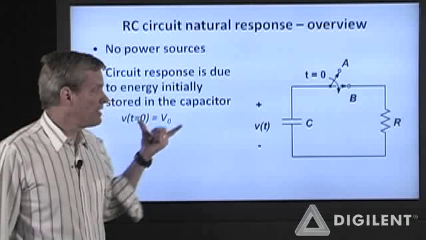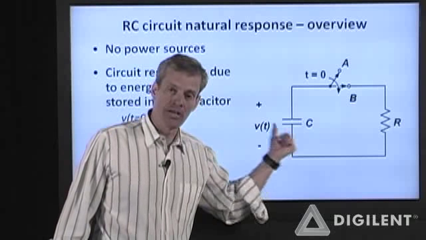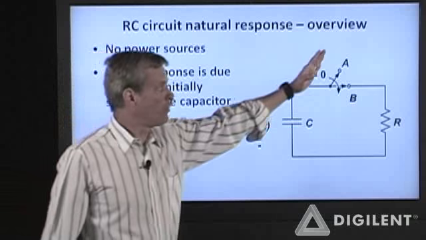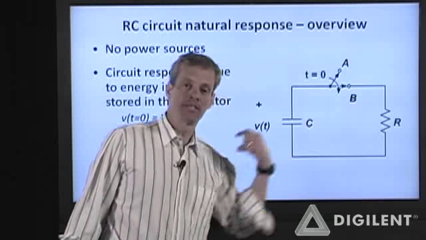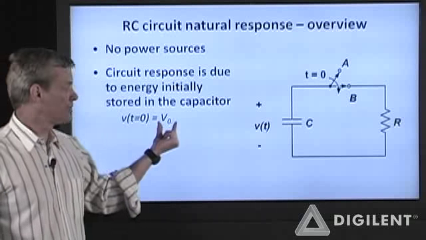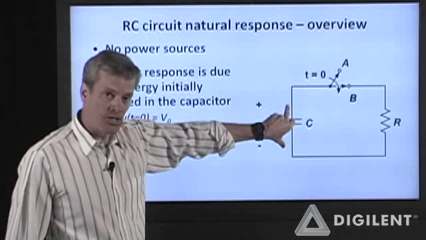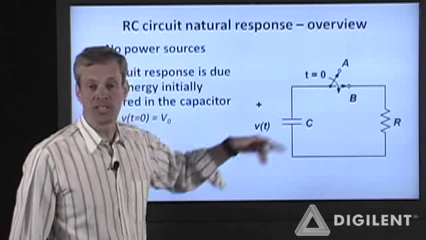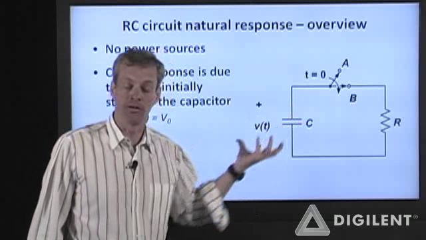Any response of the circuit is going to be due to energy initially stored in the capacitor. So before this switch closes, what we're going to do is provide some non-zero voltage across this capacitor. So V at t equals 0 is some initial voltage V sub 0. So we're going to store some initial energy in this capacitor sort of magically. We just claim that there's a voltage across the capacitor. We don't know where it came from.